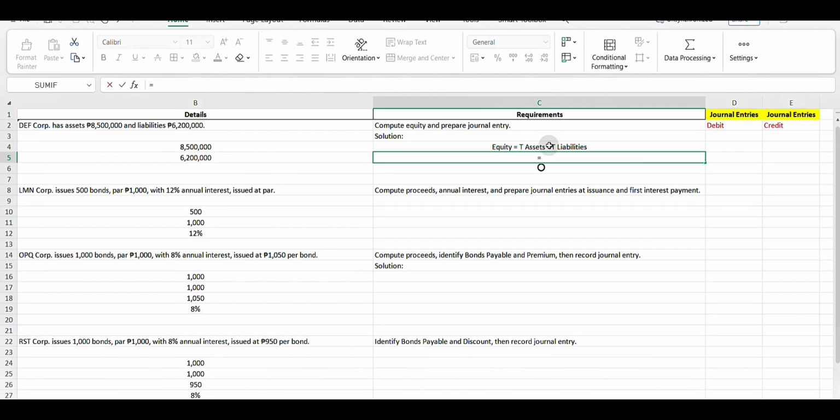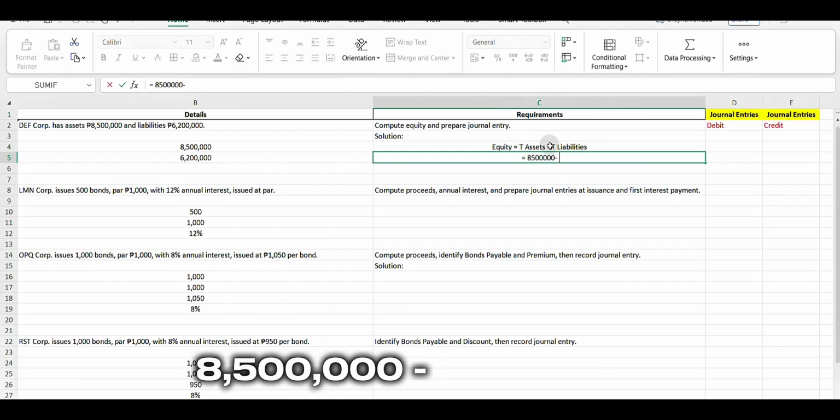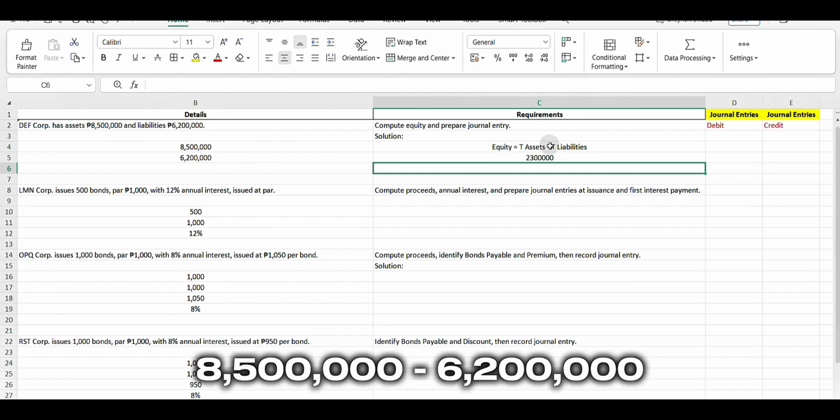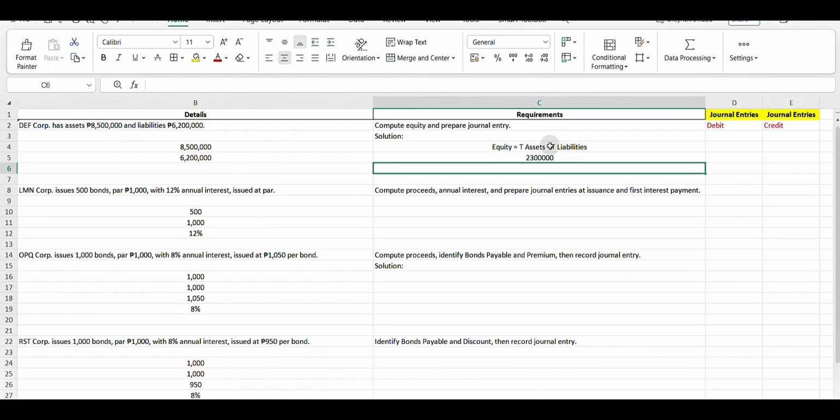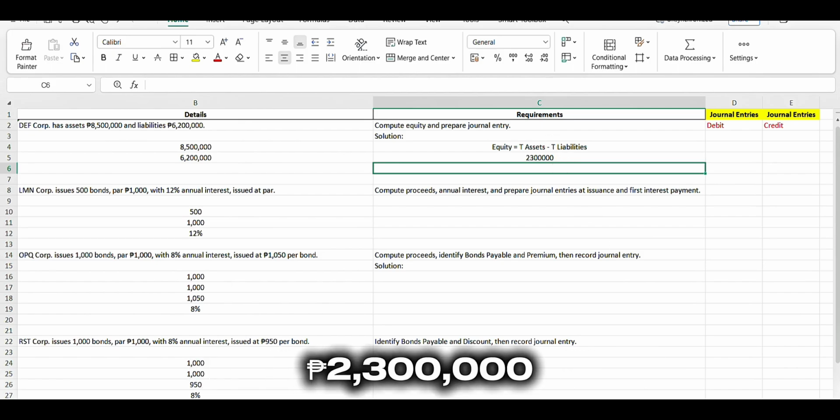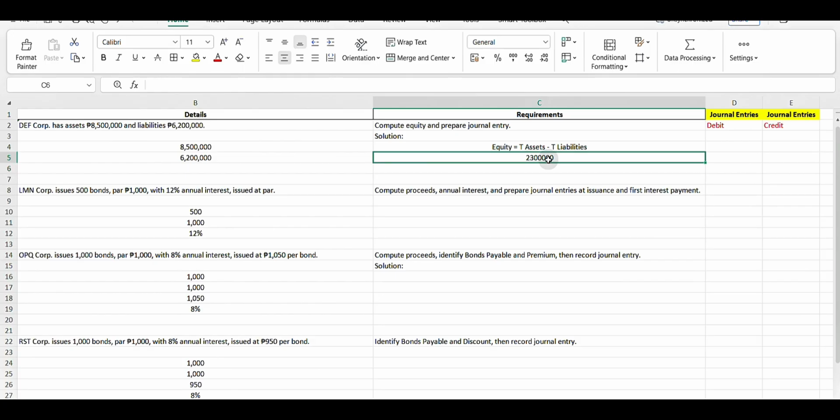Now let's start with the total assets. That is 8,500,000 less 6,200,000 pesos. And that's a total of 2,300,000 pesos. So again, that's how you compute for the equity.